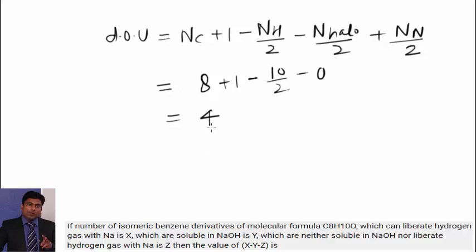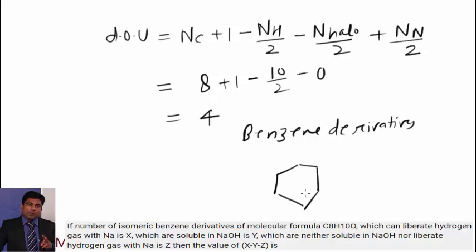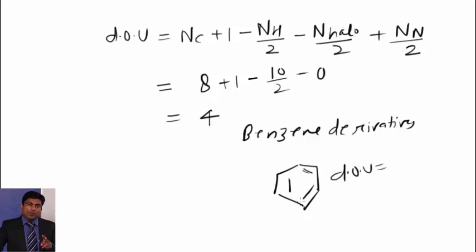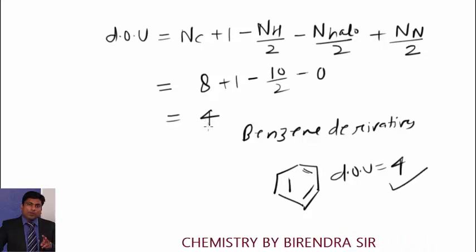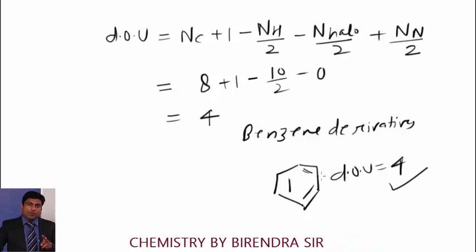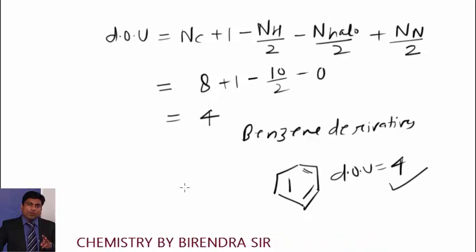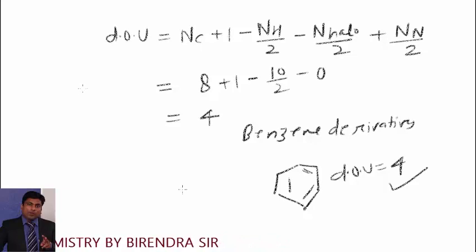Again, you read the question. The question says benzene derivatives. What is meant by this? Benzene derivatives means the structure must have benzene. And benzene already has how many degrees of unsaturation? Benzene has a degree of unsaturation of 4. You can see 3 double bonds and 1 ring. Since benzene has 4 degrees of unsaturation and here the degree of unsaturation is also 4, there is no extra double bond, triple bond or ring. That is the interesting part.